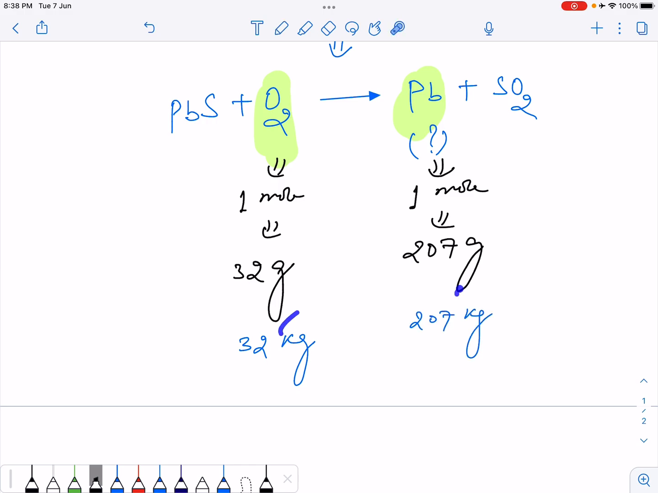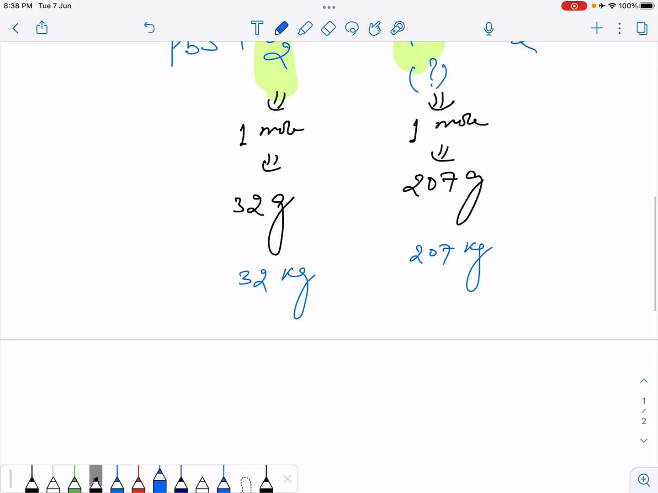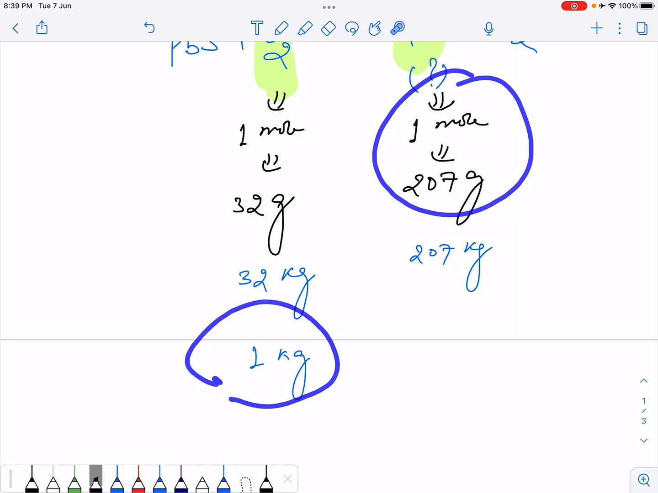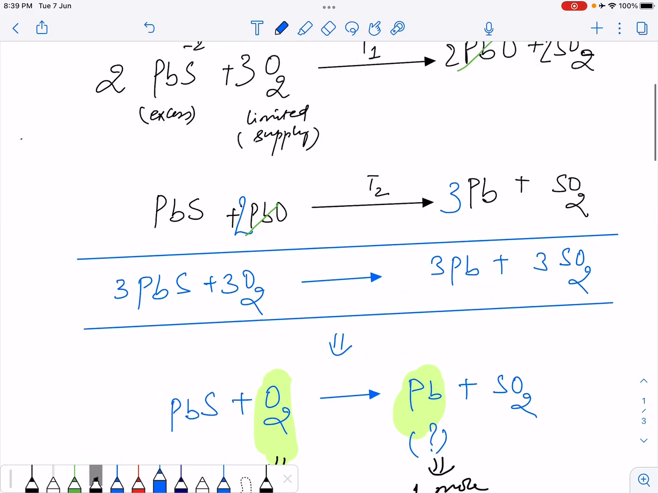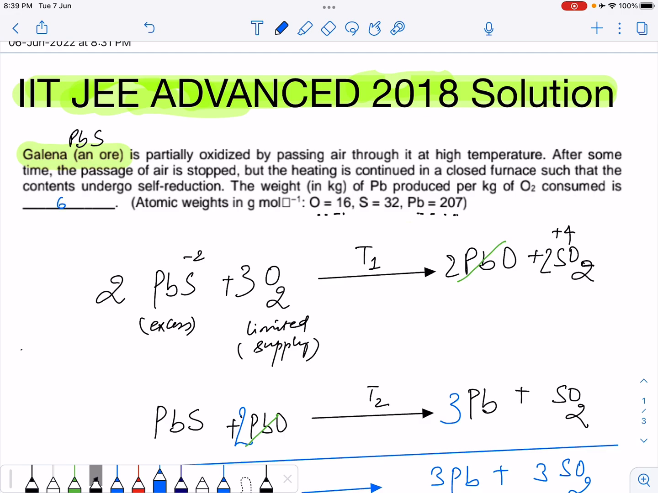We have added kilo on both sides, and the question asked was about per kg, that is what weight of lead will be produced by 1 kg of oxygen. So if the oxygen is 1 kg, lead produced will be 207 upon 32, and this will become equal to 6.47 kg. So the correct answer to this question is 6.47. This was an integer type question, and the integer has to be reported correct up to 2 decimal places.